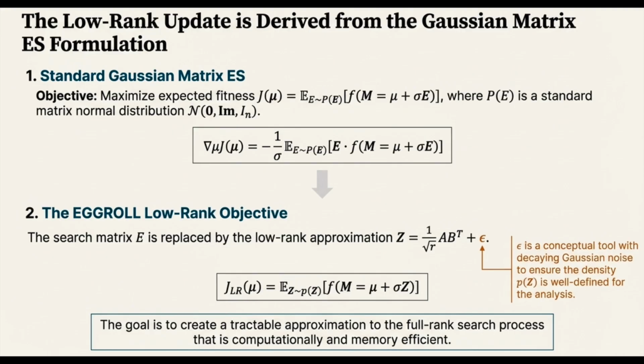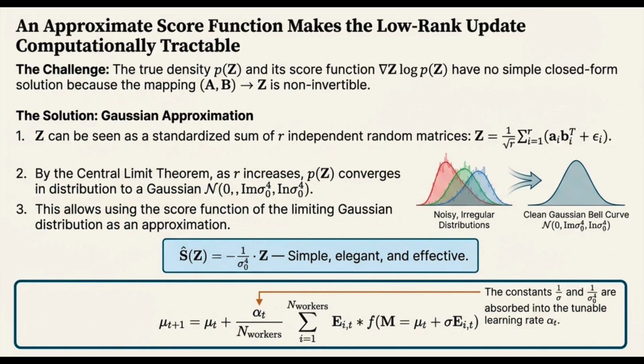Okay, so what does that actually mean in terms of concrete, quantifiable savings for a researcher dealing with a massive model? The savings shift the feasibility boundary entirely. Let's look at storage per layer. You drop from m times n parameters for the full-rank matrix down to just r times (m plus n) for the low-rank one. So if m and n are both 10,000 and r is 10, you've just slashed your perturbation storage requirement by a factor of 500.